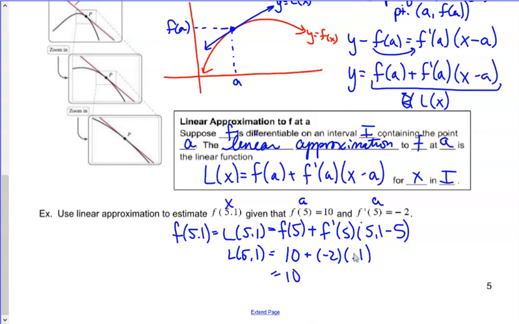So 10, this ends up being a minus 0.2, ends up with a value of 9.8. Here, we don't really have any way we can compare things because we don't know what our actual function is, but our approximation for f of 5.1 using things around x equaling 5, or a equaling 5, is going to be 9.8.